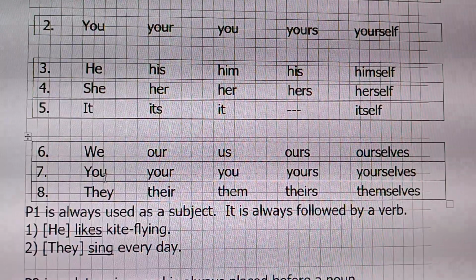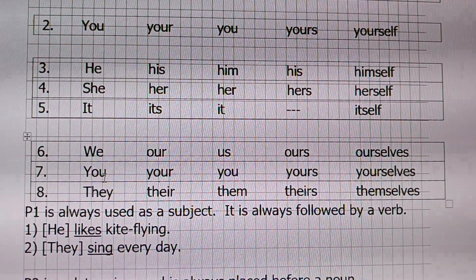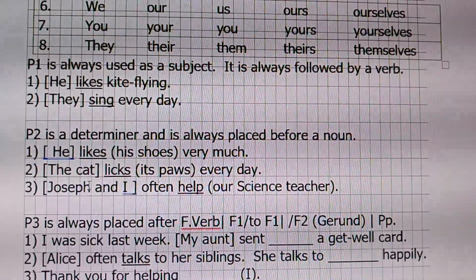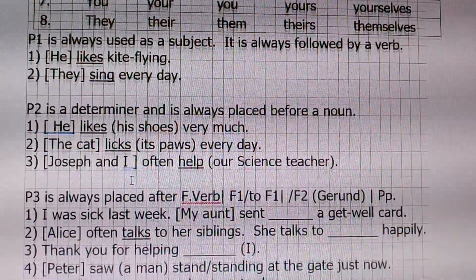P1 is used as a subject. It's always followed by a verb. Only adverbs of frequency or adverbs of manner can separate them. He likes kite flying. They sing every day. P2 is a determiner and is always placed before a noun. So, he likes his shoes very much. The cat licks its paw every day. Peter and I often help our science teachers.